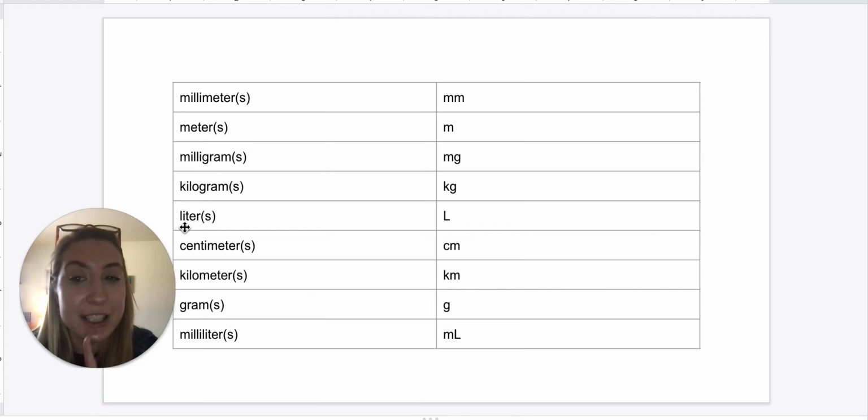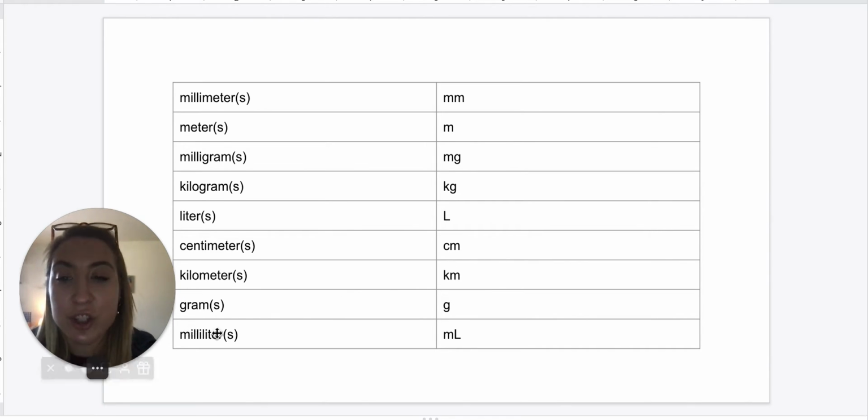And then liters, this is different. Liters is just a capital L. So when we see liters, we think capital L, and it's just one letter. When we have centimeters, we have a C for centi, and then an M for meters. So centimeters is just cm. So we can kind of look at the two words. For kilometers, it's going to be K for kilo, and then M for meters. But when we had kilograms, it was K for kilo, and then G for grams. So we can kind of see how they match together.